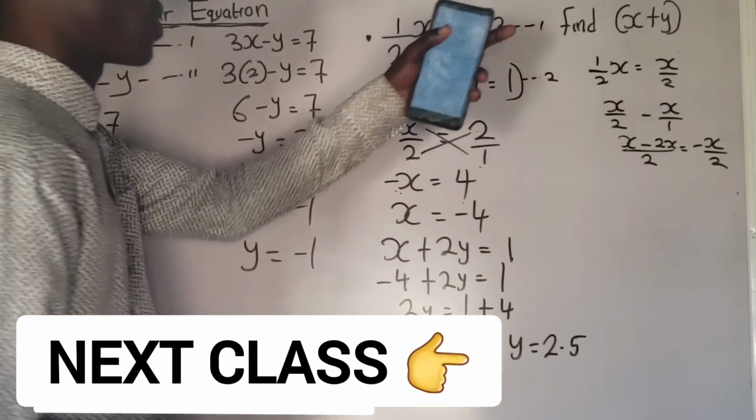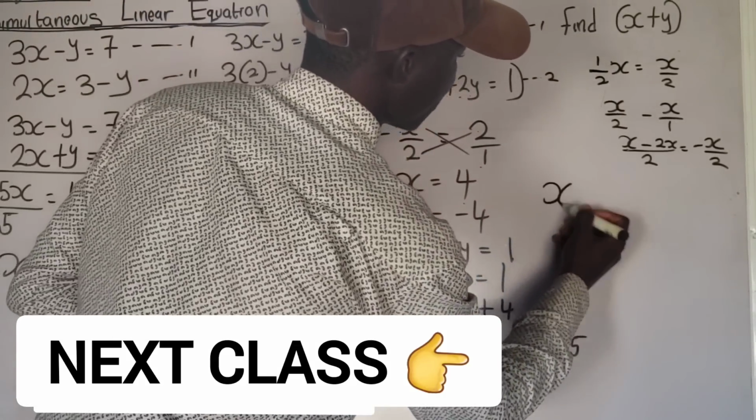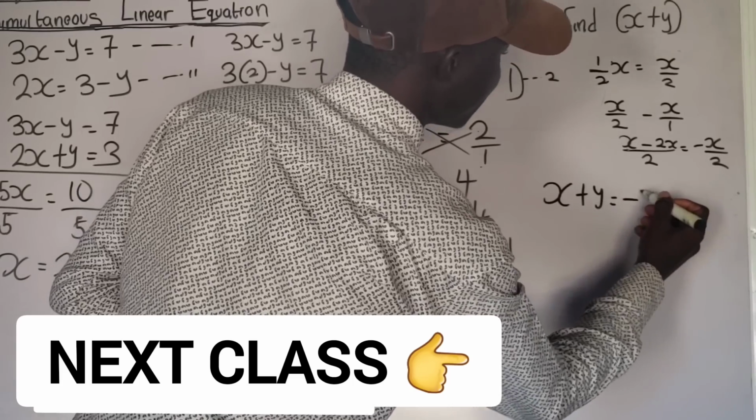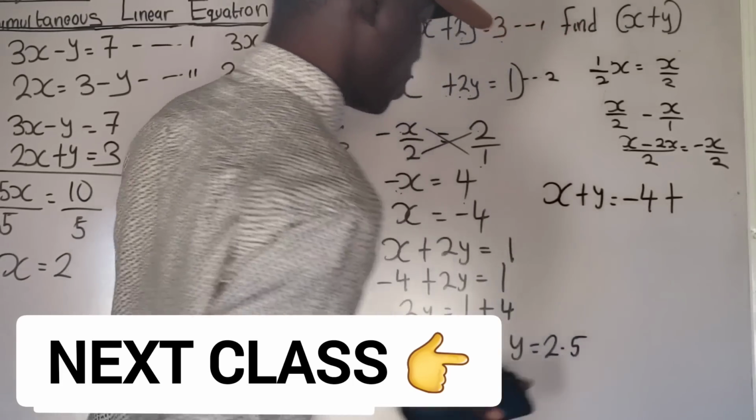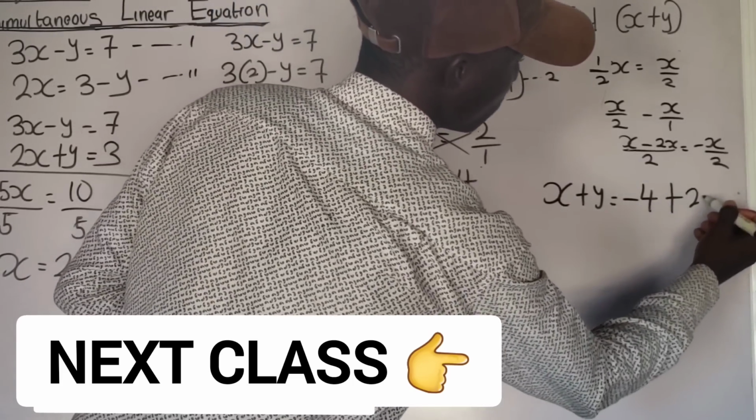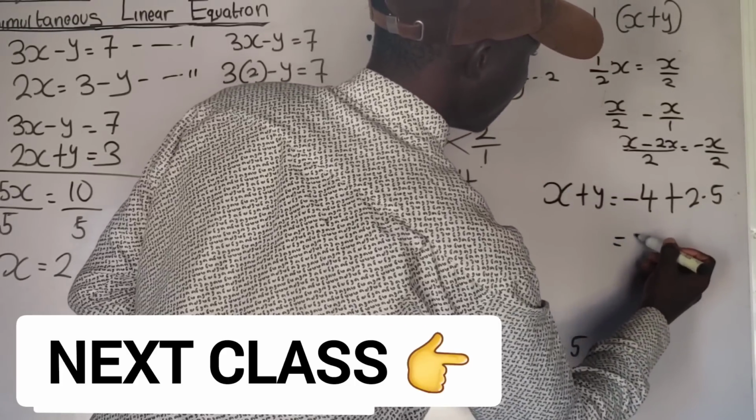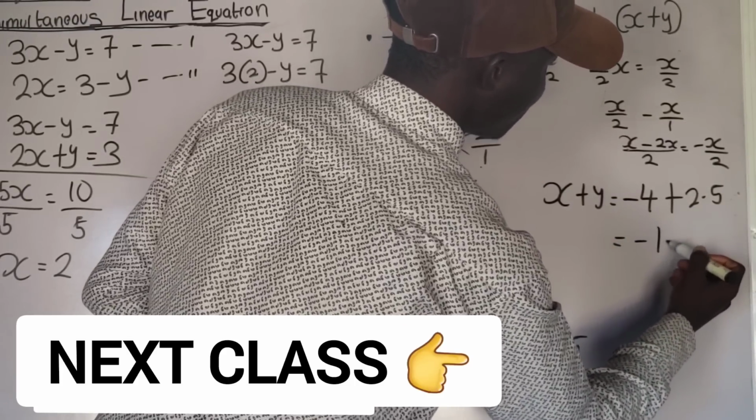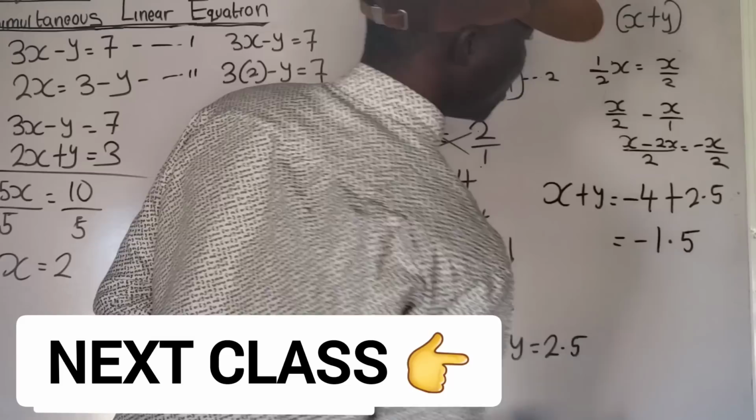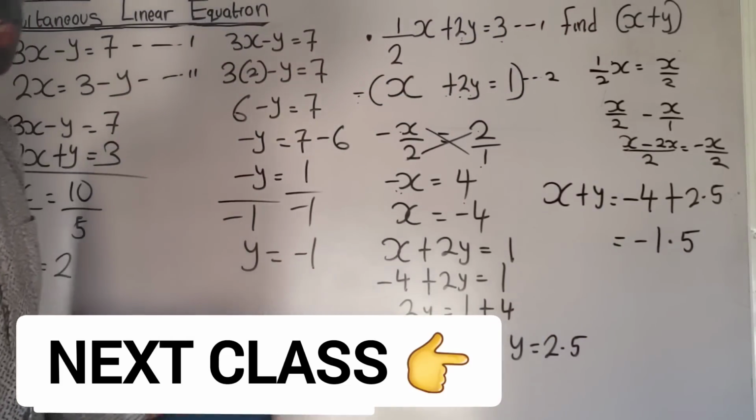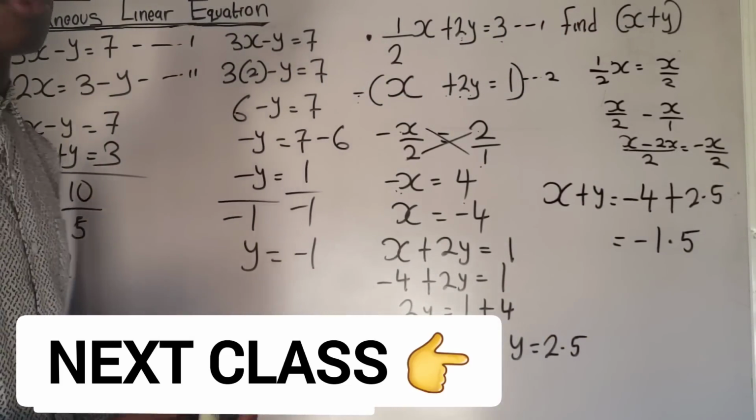Okay, having gotten the value of x and y, now we can easily find the value of x plus y. x plus y is equal to negative 4 plus 2.5. Okay, the answer is negative 1.5. Do you understand? If you don't understand, you can punch your calculator. The answer is negative 1.5.